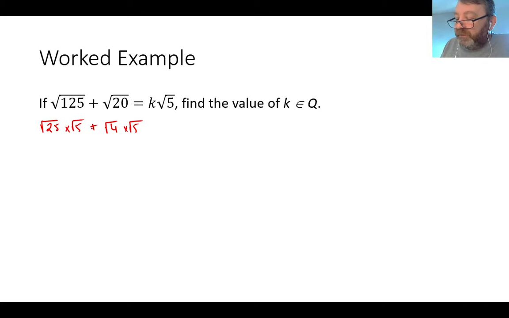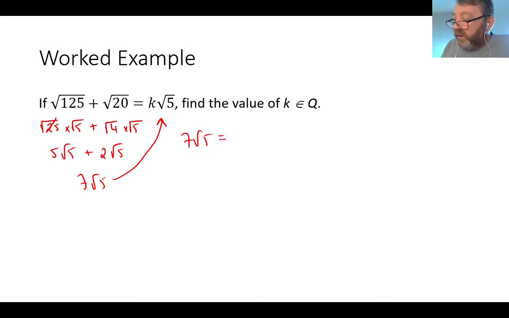And we're told to add them together. Root 25 is 5. Root 5 is irrational. We haven't a clue, leave it as a symbol. Plus root 4 is 2 root 5, which again we don't know. Add the two together because they have the same ending. They belong to the same surdal family. That gives you 7 root 5. And if you compare that up here, what does that tell you?